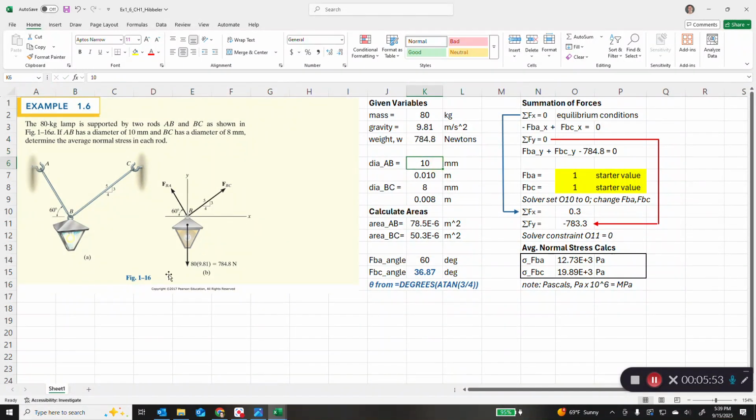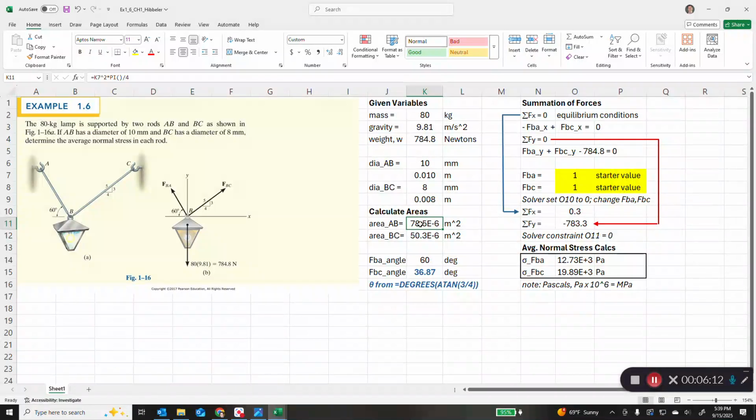The diameter of rod AB is 10 millimeters, that's given. So we're going to convert it to meters by dividing it by 1,000. And the diameter of rod BC is 8 millimeters given, and we're going to divide that by 1,000 to get to meters. So then we're going to calculate the cross-sectional areas of each rod.